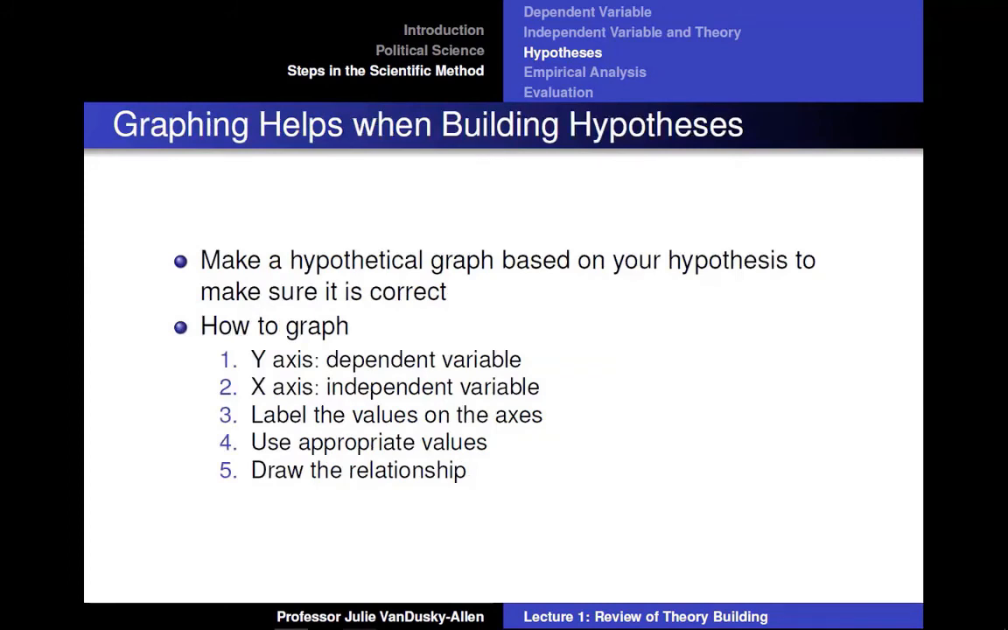If you are having problems determining whether you wrote an appropriate hypothesis based on your theory, you could draw a graph based on your theory / hypothesis to see if it is appropriate. On the y-axis, you would place your dependent variable, and on the x-axis, you would put the independent variable. You should label the appropriate values on the axes and then draw the hypothetical relationship between your variables based on your hypothesis.